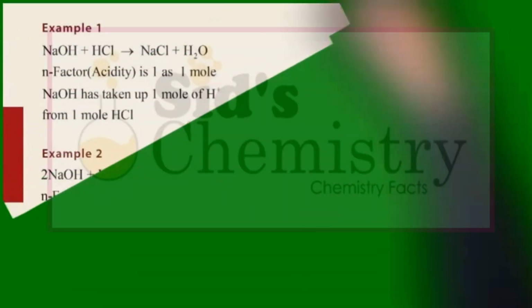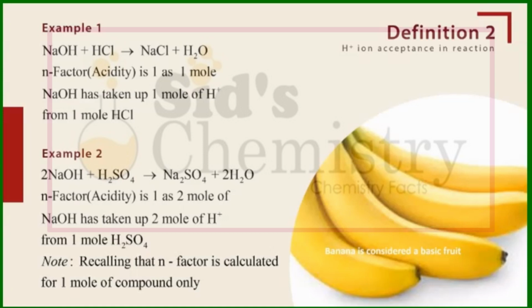Now let us understand definition number 2. Definition number 2 suggests H plus ion acceptance in the reaction. Now we have taken example number 1, that is NaOH reacting with HCl. You can see in the reaction that 1 mole of NaOH reacts with 1 mole of HCl to form 1 mole of NaCl and 1 mole of water. Dear friends, n factor or acidity in this reaction is 1 as 1 mole of NaOH has taken up 1 mole of H plus from 1 mole of HCl.